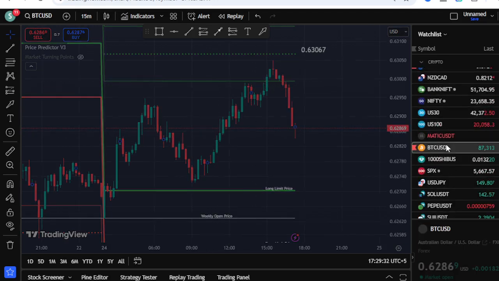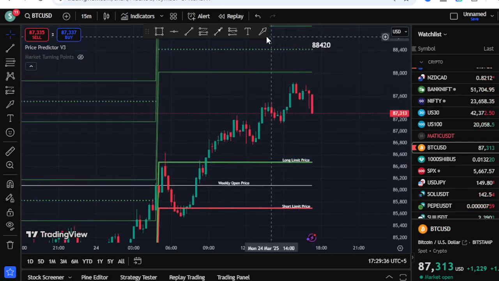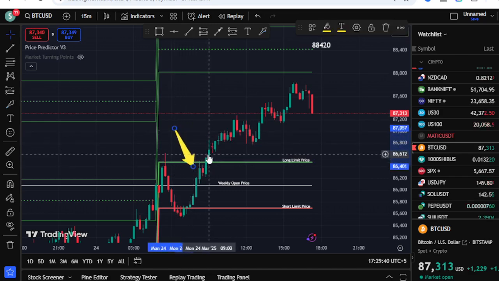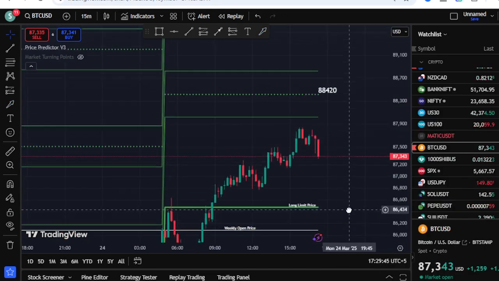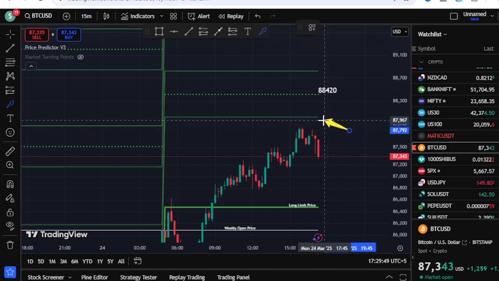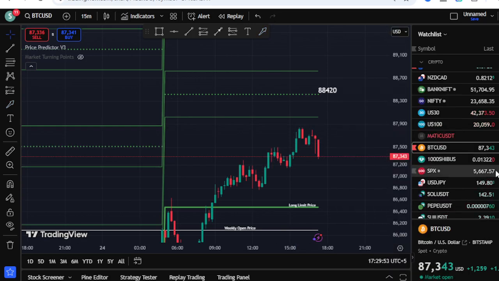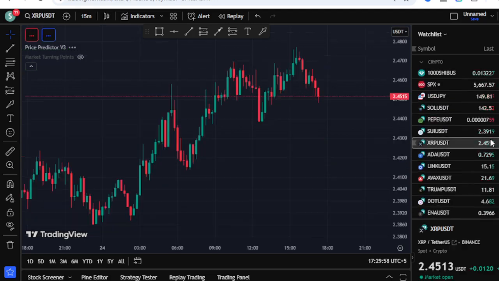Let's see if it works in crypto. Yes, it works. If you look here, that was the long limit price, and the Bitcoin broke above that level, and then you can see that it moved to the next one. Also, these levels might act like a Fibonacci retracement, so you can say that this can work as support and resistance in that case.